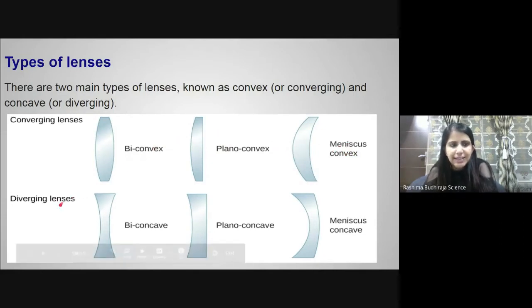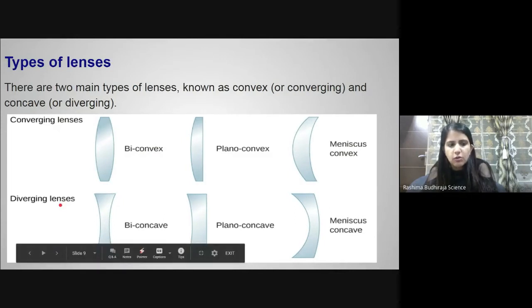Let us see diverging lenses or concave lenses. This is a biconcave lens. It is bulging, the surface is bulging inwards.